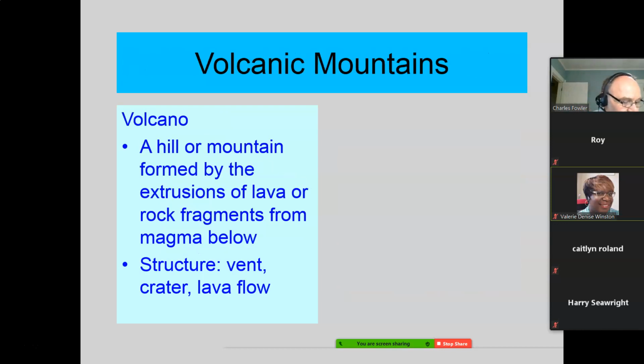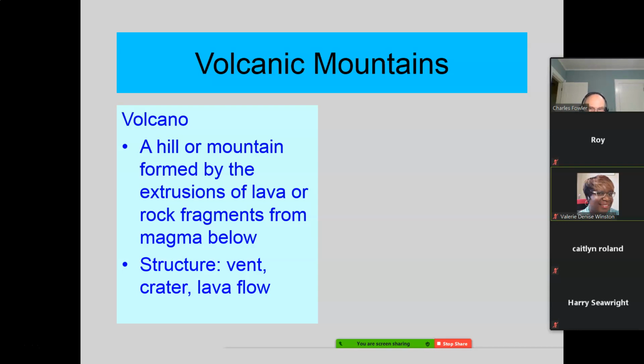Okay, now we move to volcanic mountains. This is on page 494 in my book, which is 1914 in yours. Okay, what is a volcano? Well, again, this could either be a hill or a mountain, depending on how tall it is above its surrounding area, formed by extrusions of lava. Remember, lava is magma that's made its way to the surface. Extrusions of lava or rock fragments from the magma below.